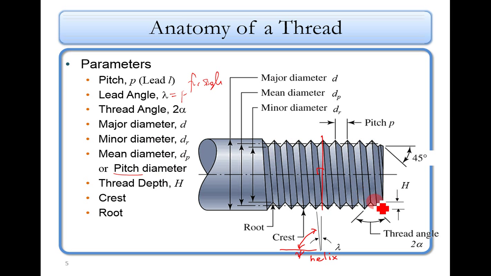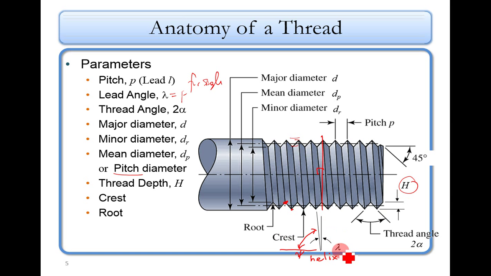H is called the thread depth. Basically from the crest to the root. So this little distance, right? And that's H. That's called the thread depth. So the crest is over here, and the root is there, right?